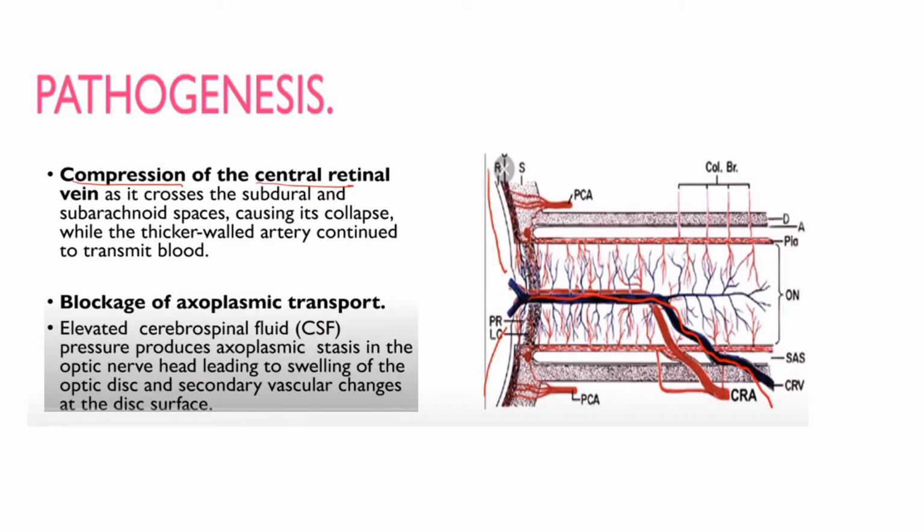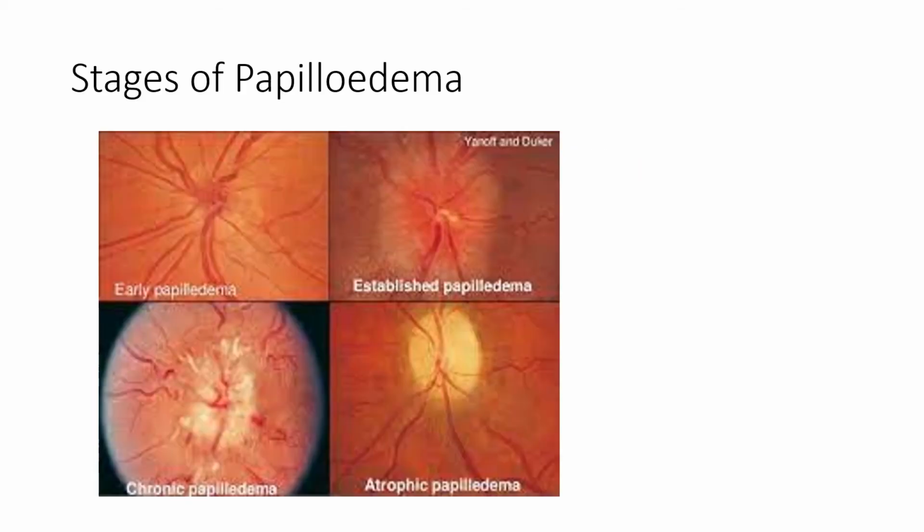So how do we explain the pathogenesis of papilledema in raised intracranial pressure? One is compression of the central retinal vein and another is blockage of axoplasmic transport. So what are the stages? There are 4 stages of papilledema: early papilledema, then established papilledema, then chronic papilledema, and lastly atrophic papilledema.